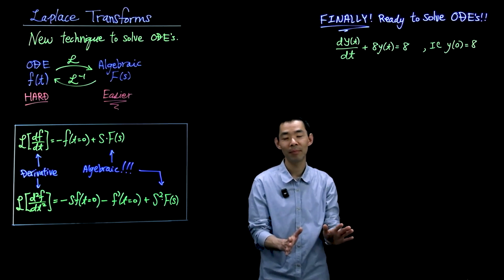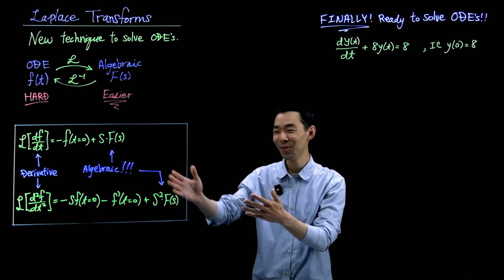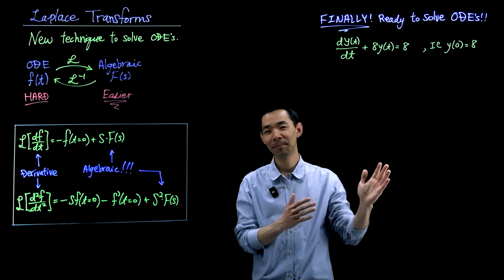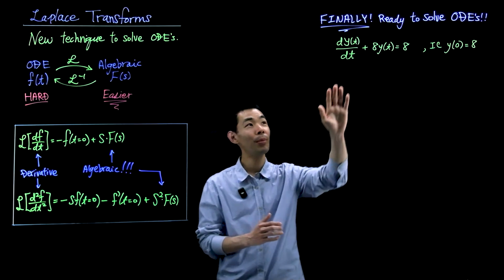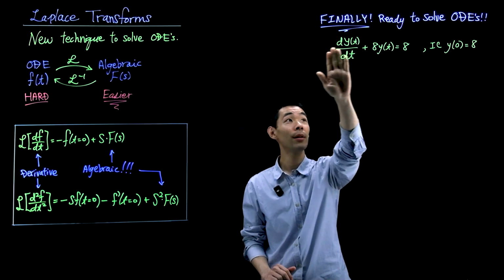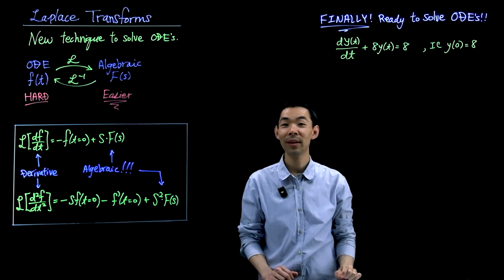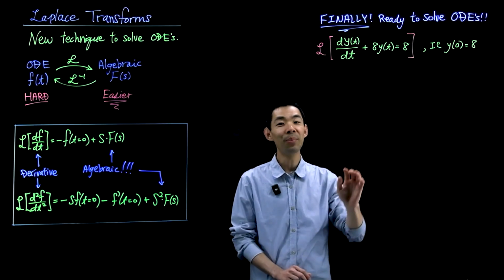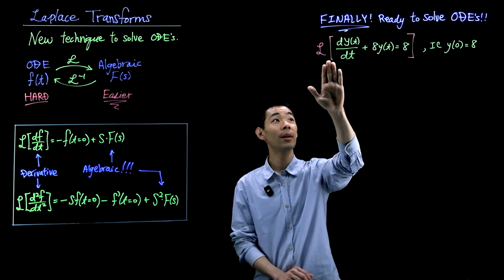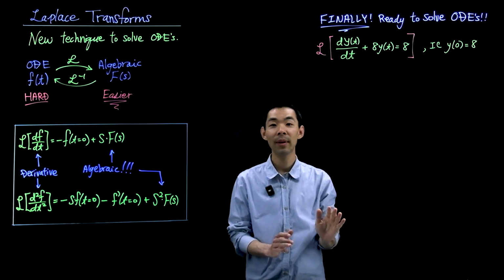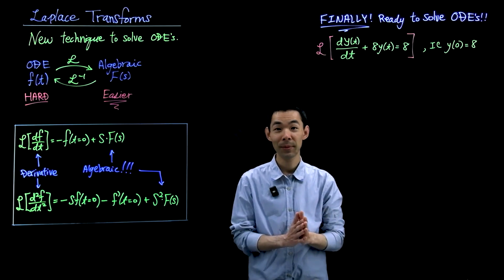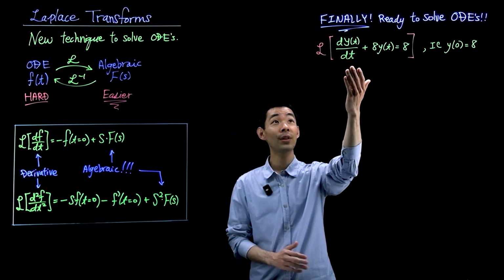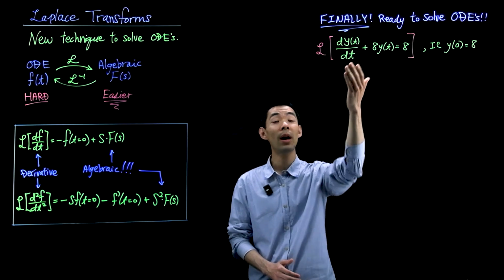Now, let's try using our new technique to solve this equation. It's very easy. First, you apply the Laplace transform operator on the entire equation. Let's do that. So just simply take in the Laplace operator of the entire equation, and we just do term by term Laplace transforms. So the first term, Laplace transform of dy dt.